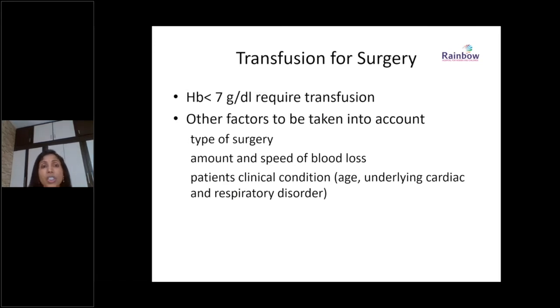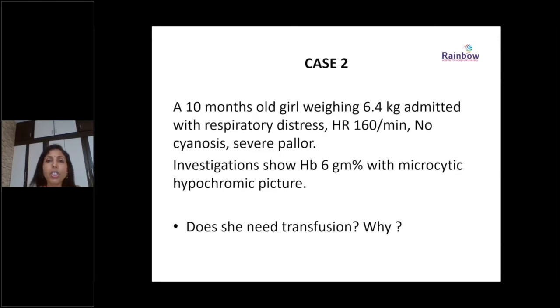Transfusion for surgery is another different entity. As we know, transfusion for surgery is not dependent only on the number we are looking at, that is hemoglobin percent. We also have to look at the nature of the surgery, the amount of blood loss that is expected, and of course the patient's clinical condition and underlying comorbidities. Looking at all those things, we have to decide whether we are going to go ahead with the transfusion or not. Previously the cutoff was 8, now the cutoff is 7. So we should be aware of the change in the cutoff.